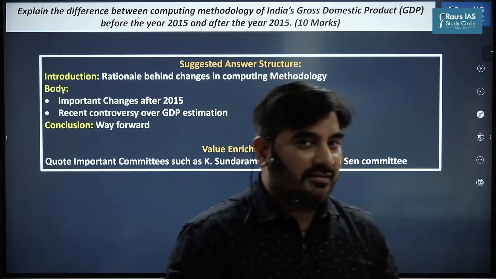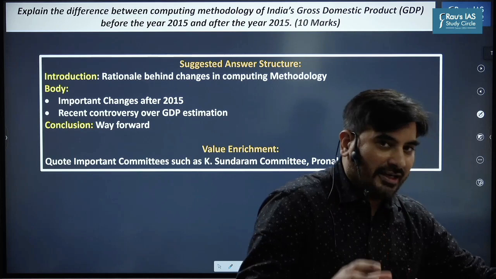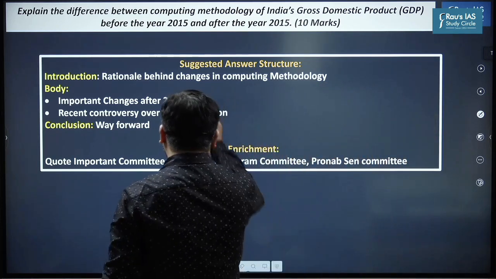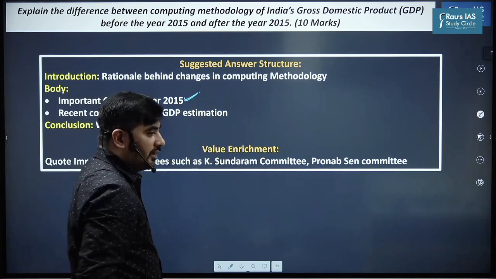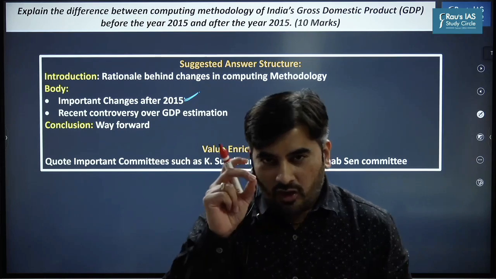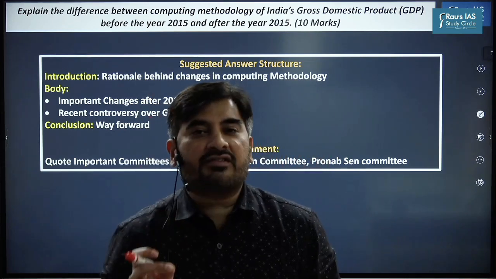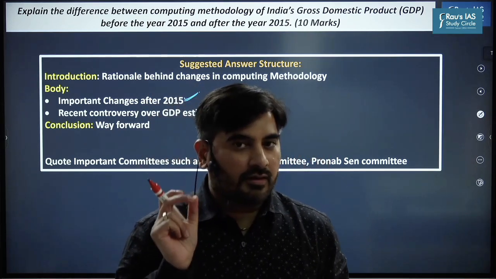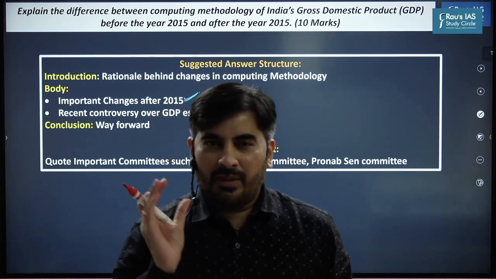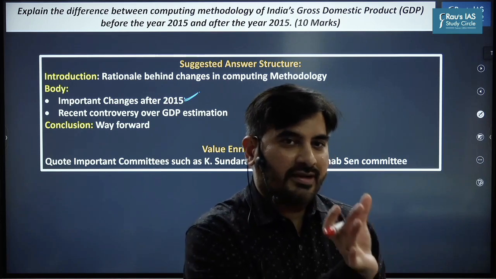Then in the body of the answer, start off directly with respect to the important changes after the year 2015. Explain the changes. Once again, while explaining the changes, incorporate these changes in the form of bullet points. That's more good here, because when you explain the bullet points, you will be able to write the answer within the stipulated word limit.